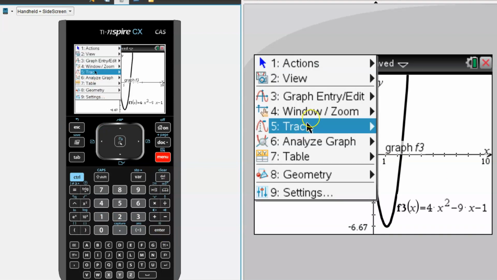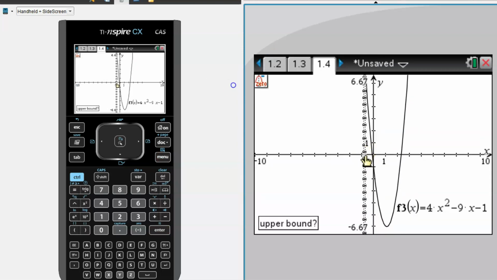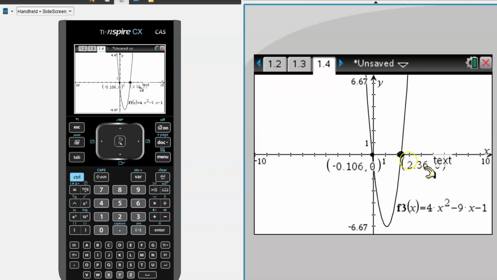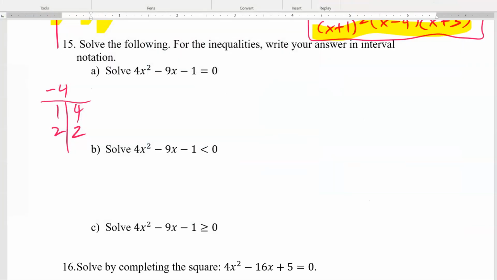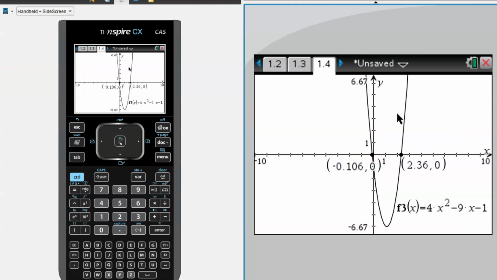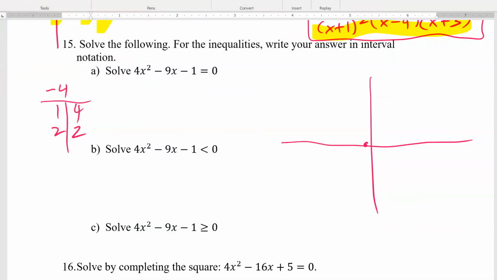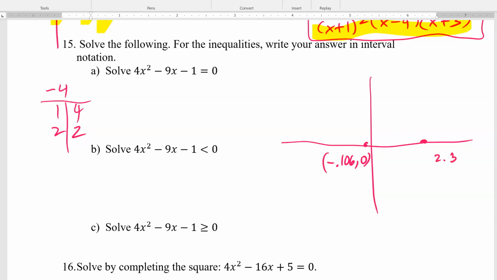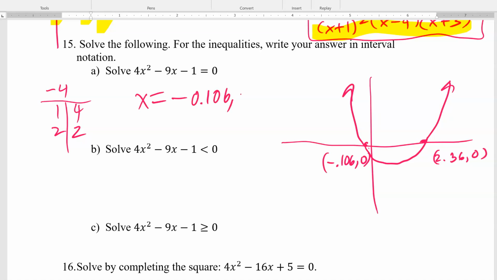And I can find the zeros using technology. So negative 0.106 and 2.36. So here's my graph, right? Where does it equal 0? When x equals negative 0.106 and positive 2.36.